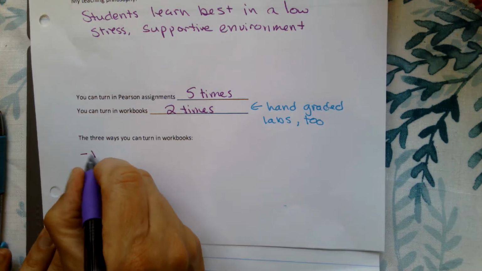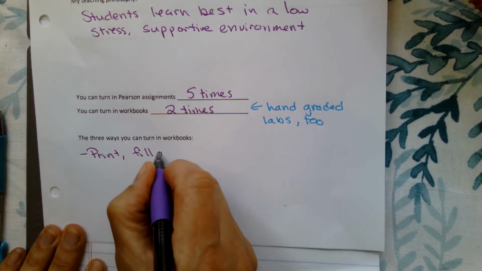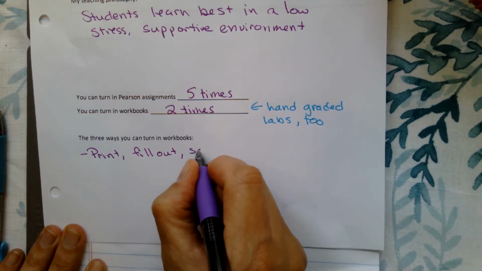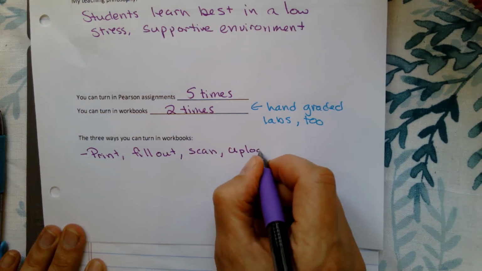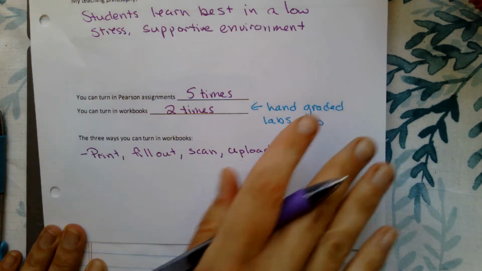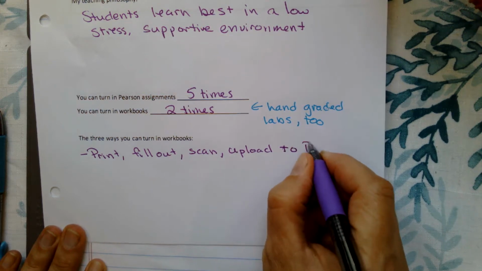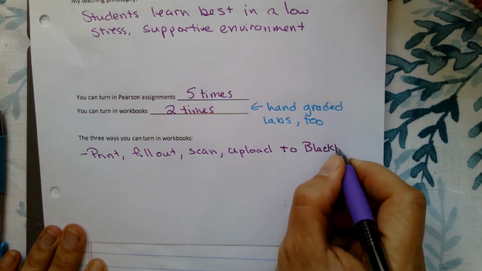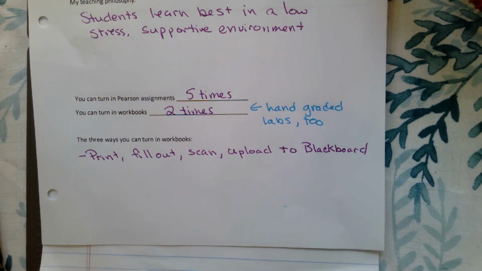Okay, so there are 3 ways you can fill in workbooks and turn them in. You can print, fill out, scan, and upload that scanned image of the workbooks, basically like I have it here, to Blackboard. Now there's a scanner in the library. You can also use your phone as a scanner.